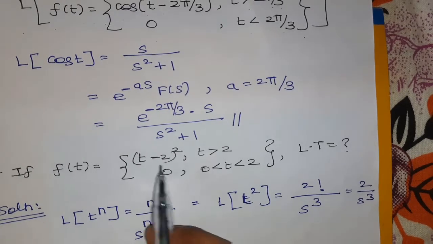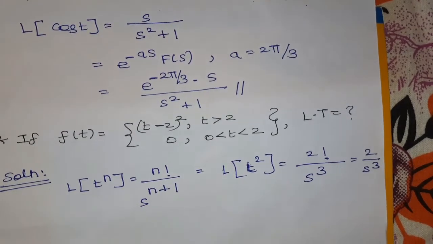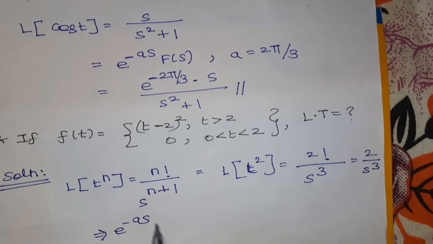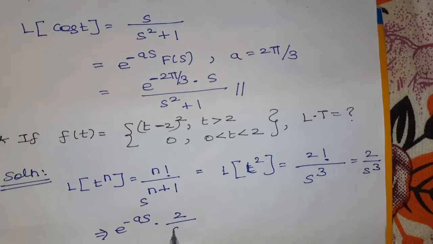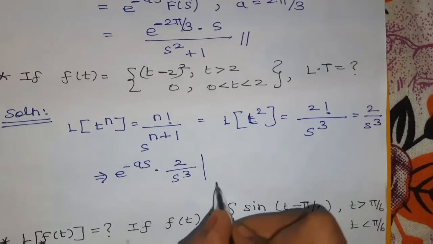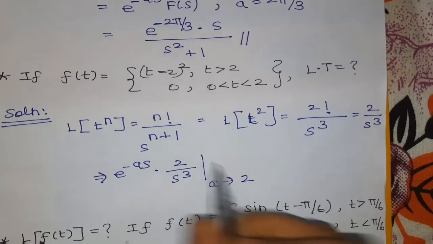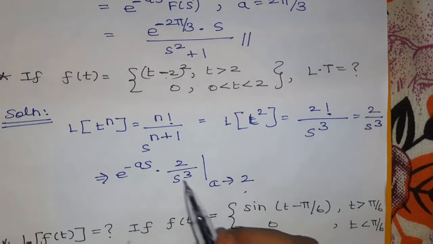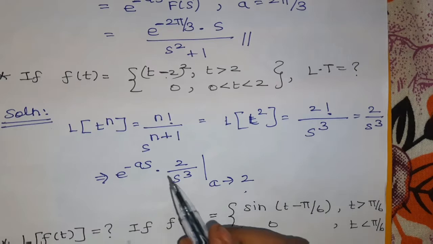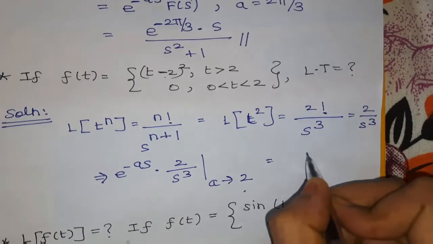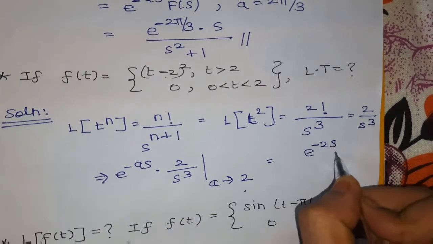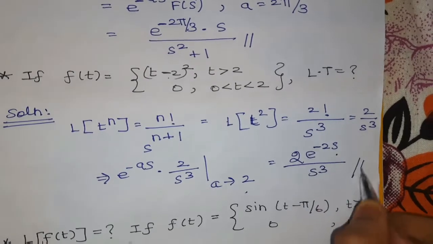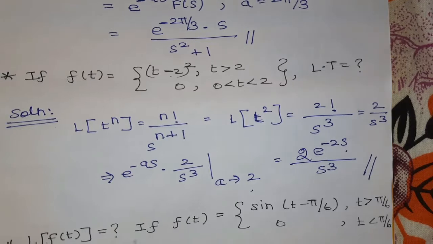Here some delay is given, no. So how to use the shifting property here? e power minus as into that function F of s, where a is equal to 2 here. Substitute 2 in place of a. We will get e power minus 2s into 2 divided by s cube, that is 2 e power minus 2s divided by s cube. This is the solution for this problem.